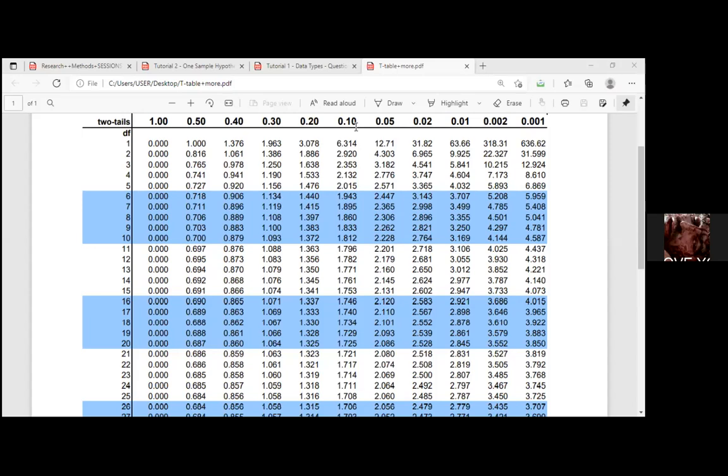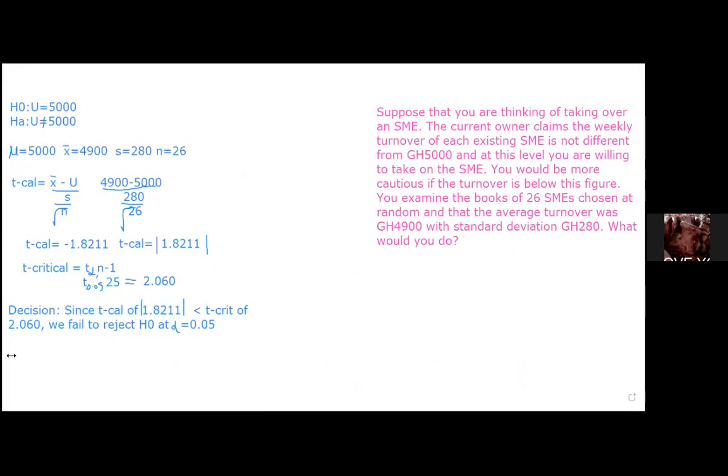Go to the table and look for the test statistic that you get. 1.833. So they are all under 0.1. So our p-value is equal to 0.1.